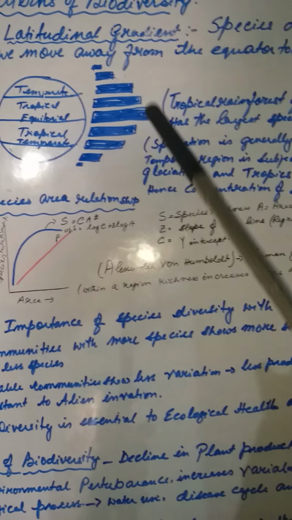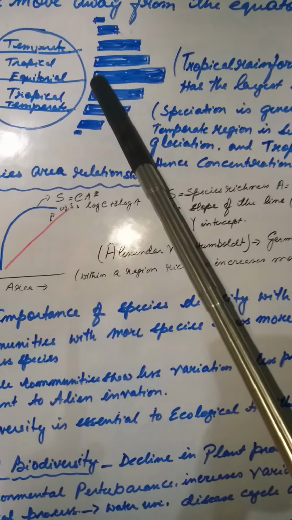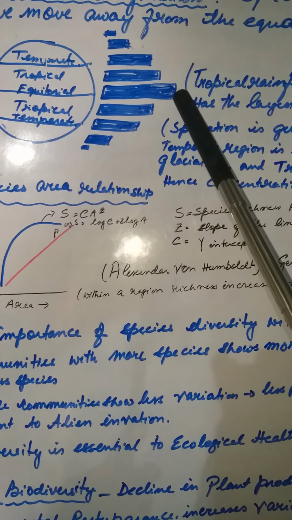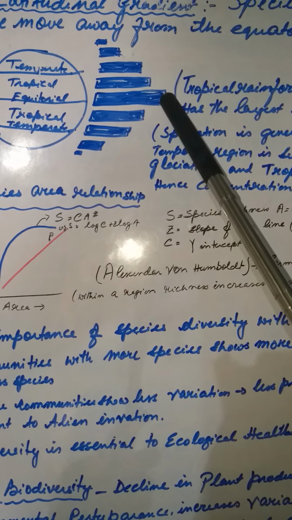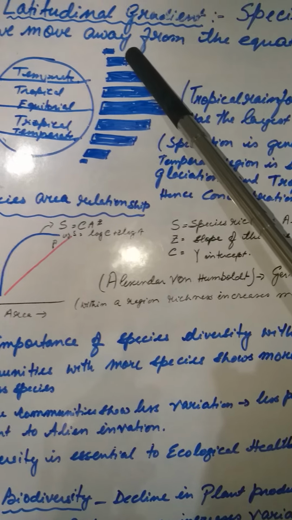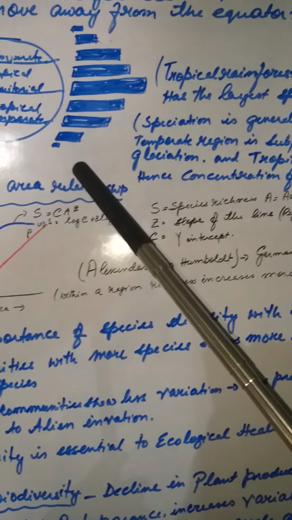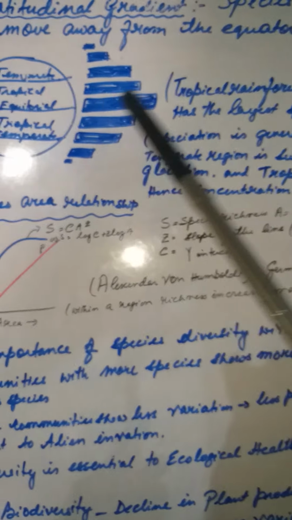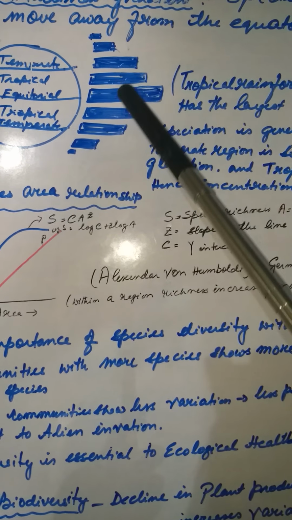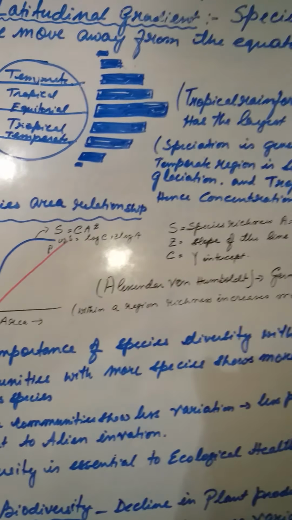So here you can see this graph, bar graph, histogram. So here you see the maximum distribution is at the equator. Then you have the tropics, then the temperate, then the frigid, and here is at the pole. That means what? The maximum population of species you find both in the equator and the tropical zone.